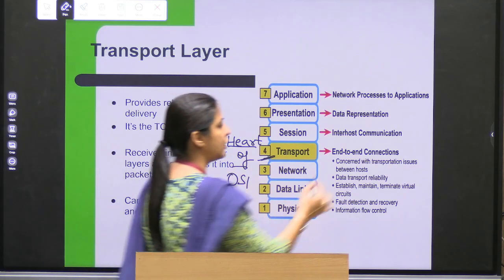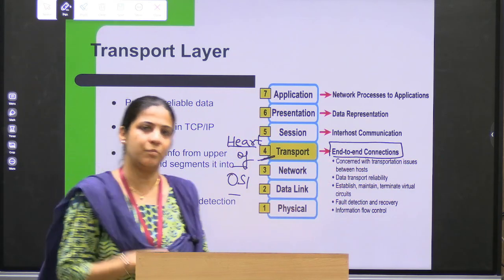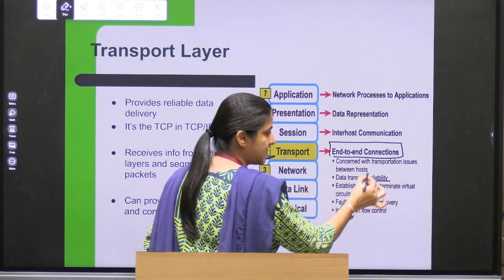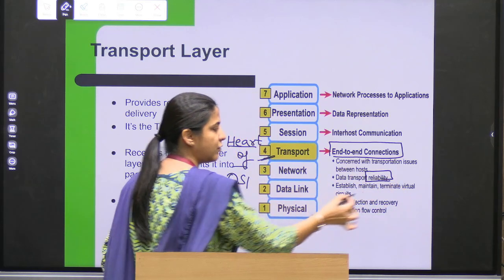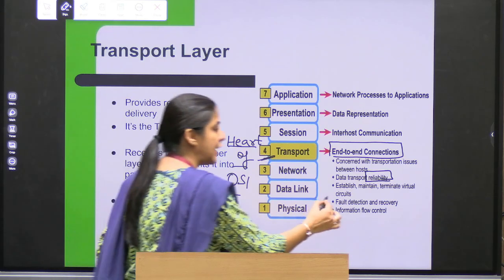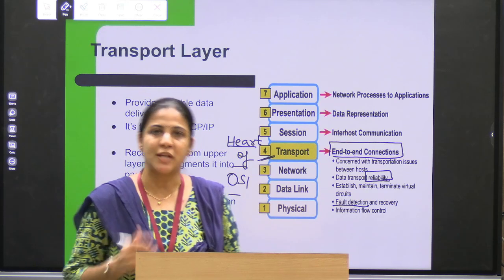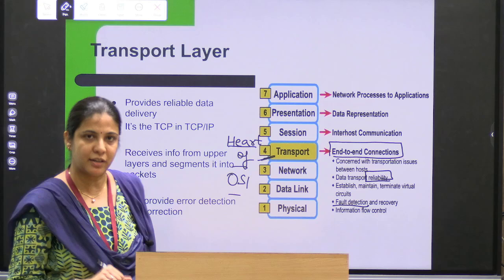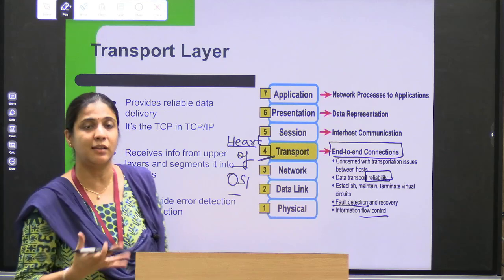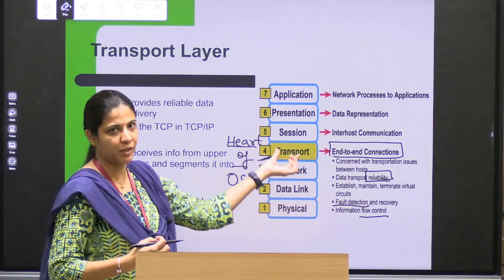What will it do? It will help us with end-to-end communication. How? It gives the purpose of reliability, and it will also maintain and terminate connections. It will help us diagnose the fault, because once the fault is diagnosed, then only we can recover it, and smooth flow has to be maintained in the network. That will also be taken into consideration by the transport layer.